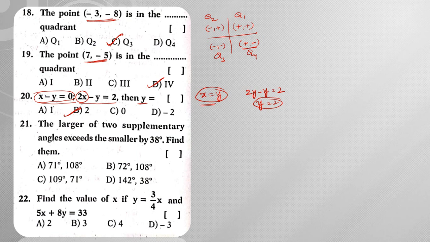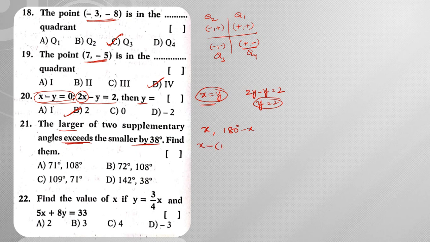Next, the larger of two supplementary angles exceeds the smaller by 38 degrees. Now already we know, two supplementary angles means, if I consider one angle as x, then the other angle will be 180 minus x, right? Next, what he has given, the larger angle exceeds the smaller by 38. That means the difference between those two angles is 38 degrees. The meaning of exceeds means one is 38 more than the other.